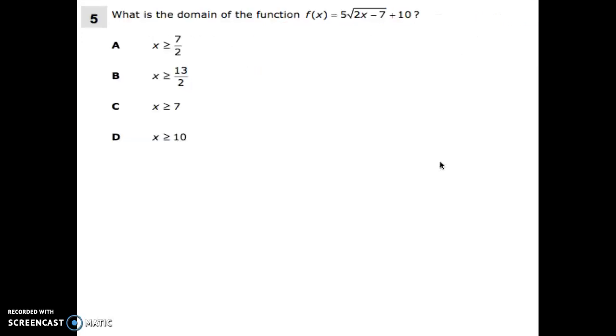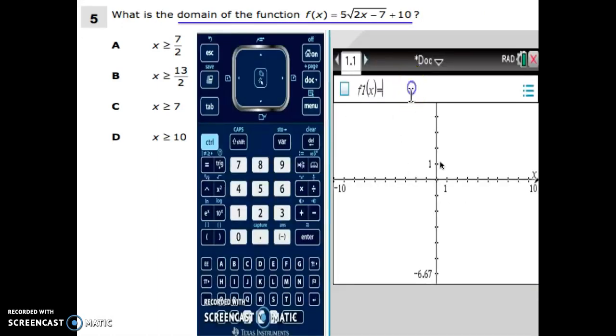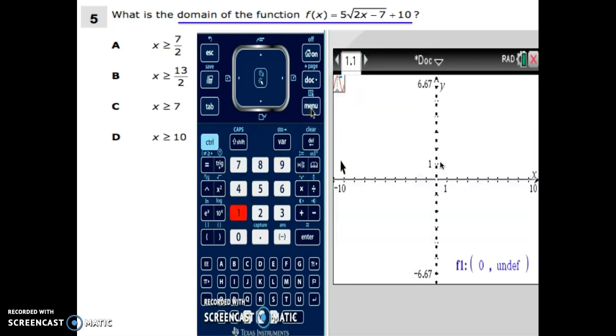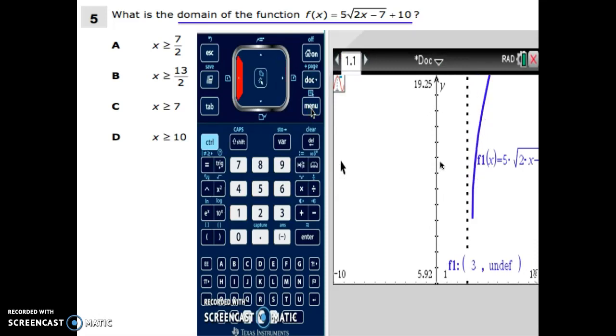Now, question number 5, we can also do by graphing. So in order to find the domain of this function, let's graph the equation. So we graph 5 square root 2x minus 7 plus 10. And we're looking for the starting point. When we're looking for a domain of a square root function, we're really just looking for the starting point. So if I do Menu 1, we can't see the graph, but let's go to the right side until we find it, and there it is.